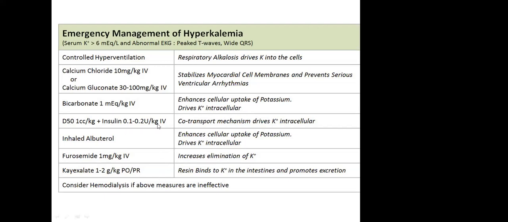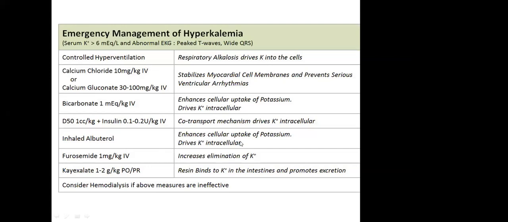When we make an insulin glucose drip, again, here we should remember that this is also going to push potassium intracellularly. Adding dextrose in the insulin syringe is not to push potassium intracellularly, but to prevent hypoglycemia. How can we make it? By using 50% dextrose, 1 cc per kg, and diluting it with insulin 0.1 unit to 0.2 unit per kg IV. Slowly you have to give it.